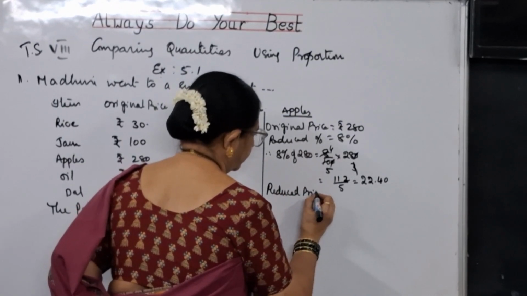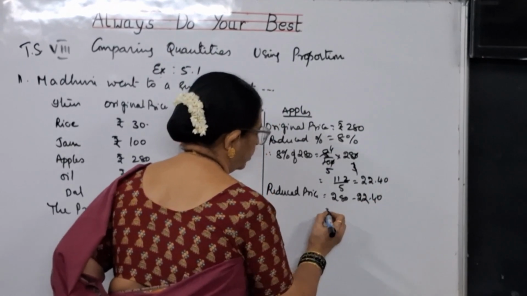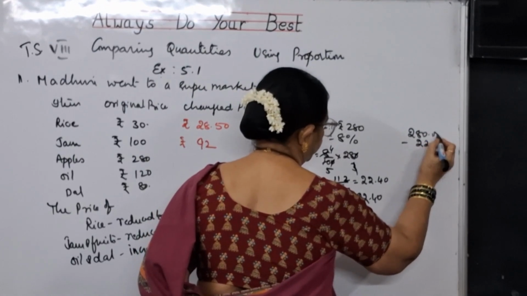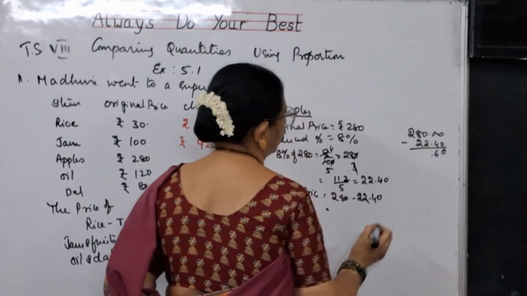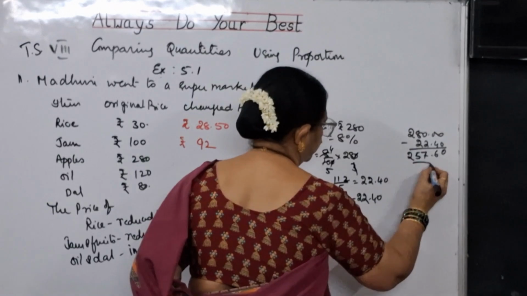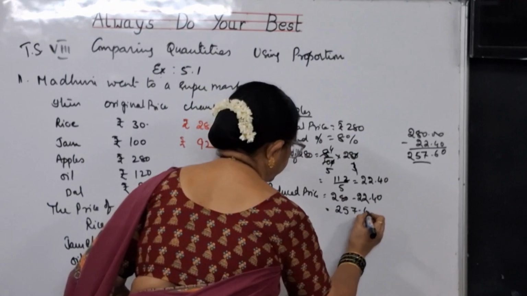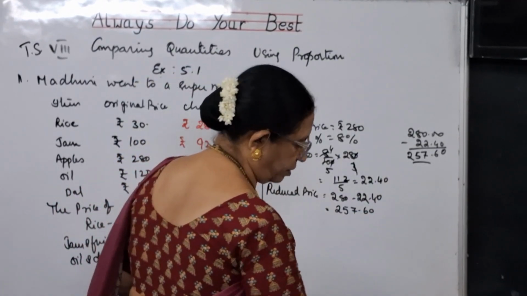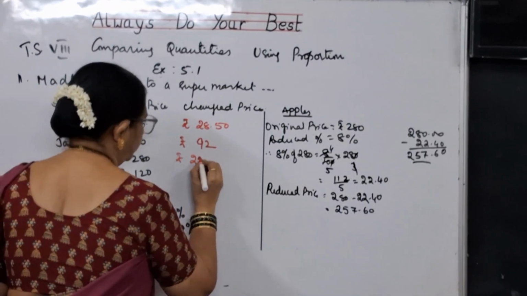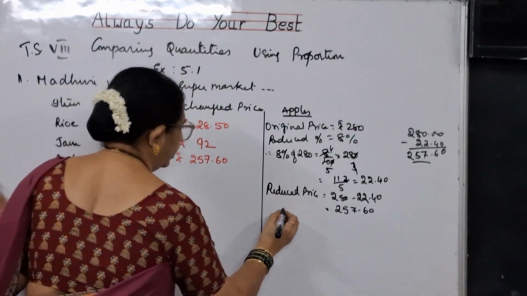The reduced price is nothing but 280 minus 22.40. So how much? 280 minus 22.40. So 0 here, 6 here, 9 minus 2 is 7, 7 minus 2 is 5, 2. 257 rupees 60 paisa is the reduced amount. So here, rupees how much? 257.60 is apples.